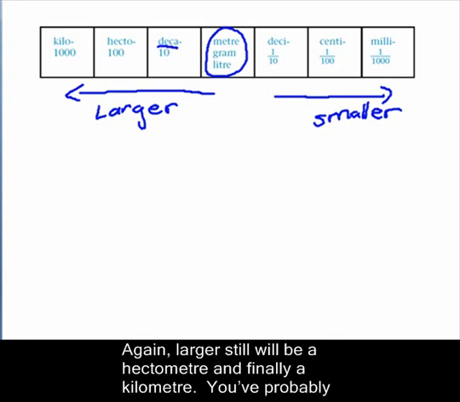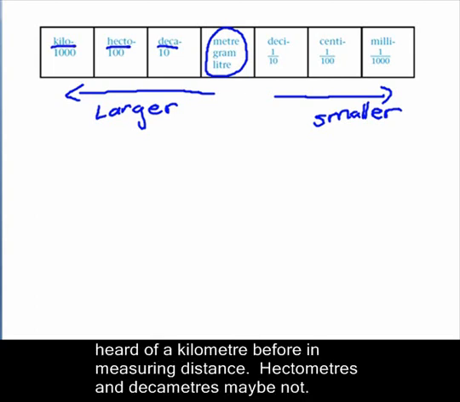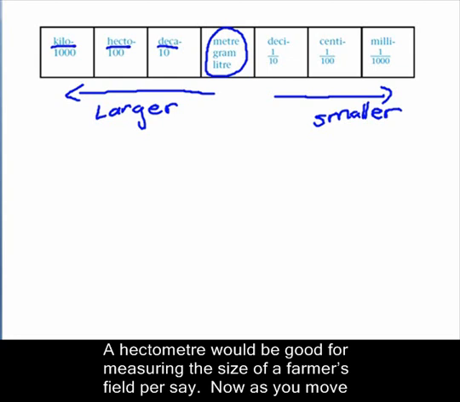Again, larger still would be a hectometer, and finally a kilometer. You've probably heard of a kilometer before in measuring distance. Hectometers and decameters, maybe not. A hectometer would be good for measuring the size of a farmer's field, per se.